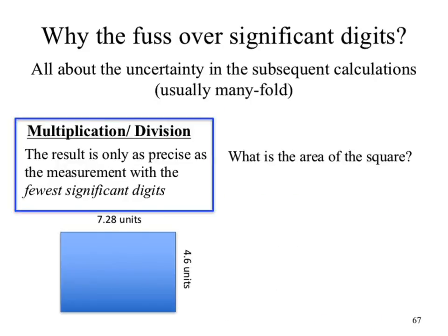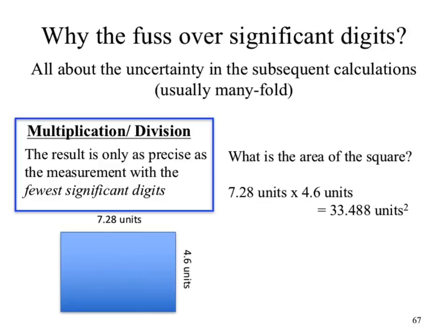Okay, what happens if we do multiplication and division? What is the area of the square? Our math came back and helped us out, gave us a formula. How do we calculate the area of a square? Length times width, anything like that. Just multiply the numbers. So we take 7.28 units and multiply them by 4.6 units. When we punch that into the calculator, it says 33.488 units squared.